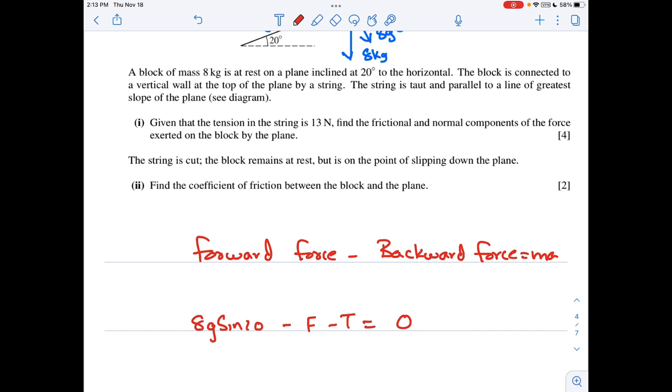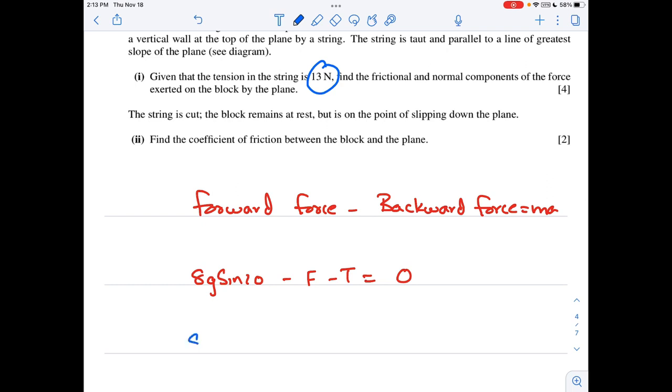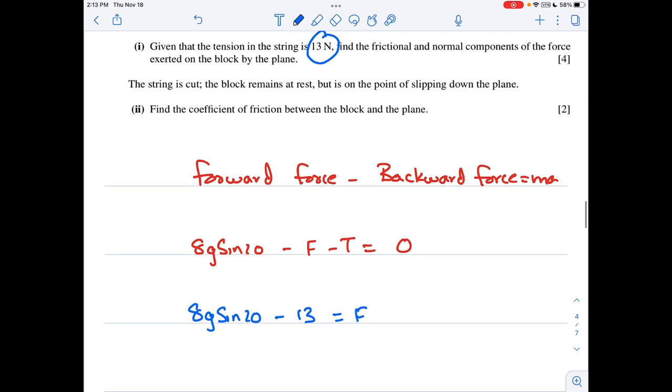Now he said that the tension is 13 newtons, it has already been given. So I can plug in that one: 8g sine 20 minus 13 newtons equals F. So I take quickly the calculator: 8 times 10 times sine 20 minus 13. I'll be getting, in 3 significant figures, 14.4 newtons. This is the frictional force.